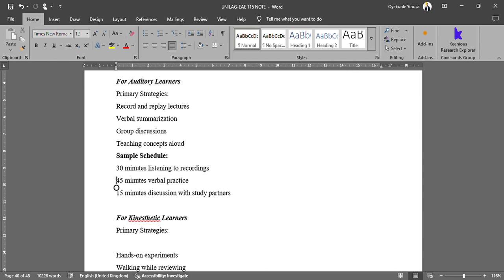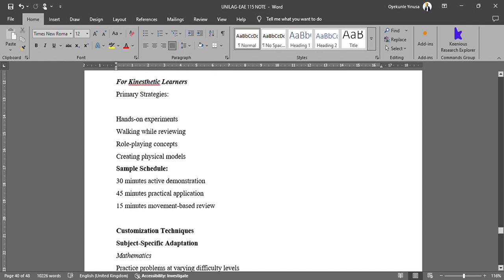For kinesthetic learners, those who want to be active every time, the primary strategy is hands-on experiments. Whenever they are doing something, using their hands to do something, your hand will be there. Working while reviewing will also help you. While you are working, you are reviewing concepts, you are reviewing the notes. So this will help you to learn better. Creating physical models will also help you to learn them. So that is important for kinesthetic learners.